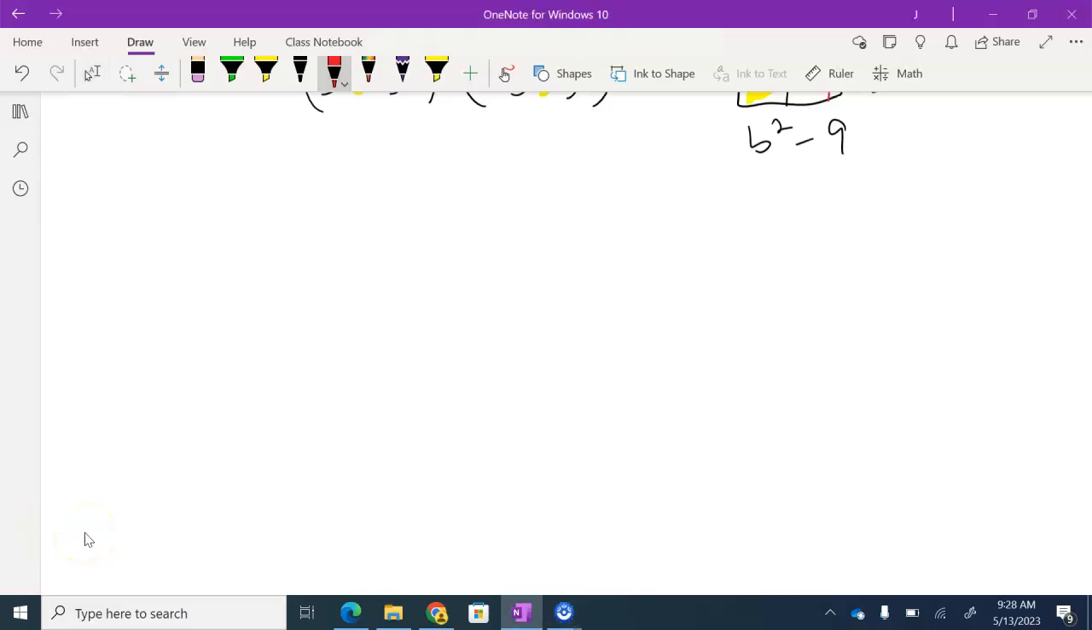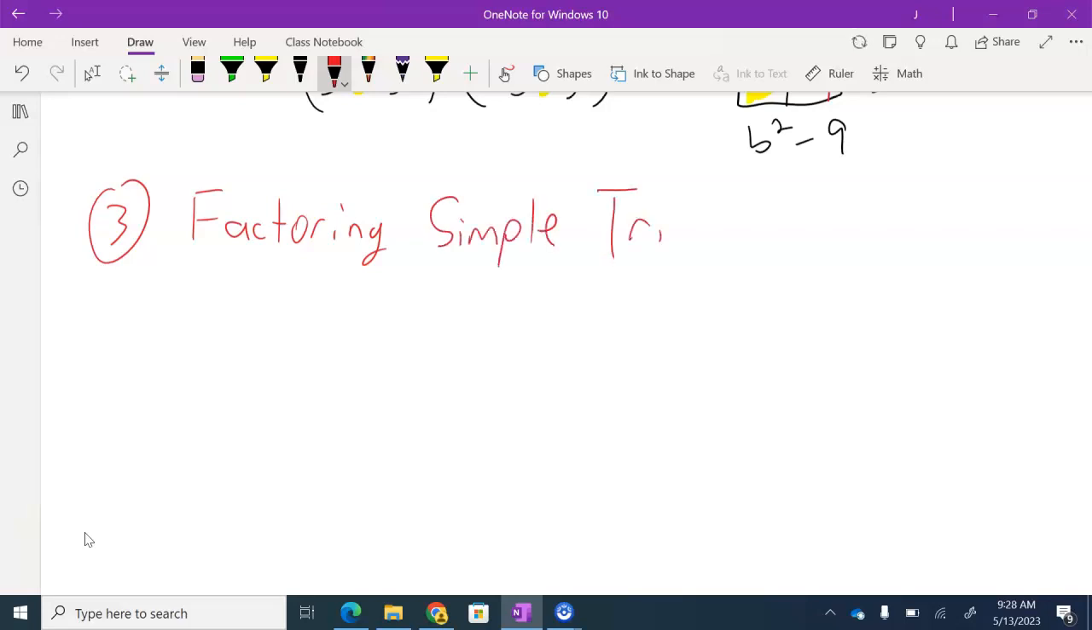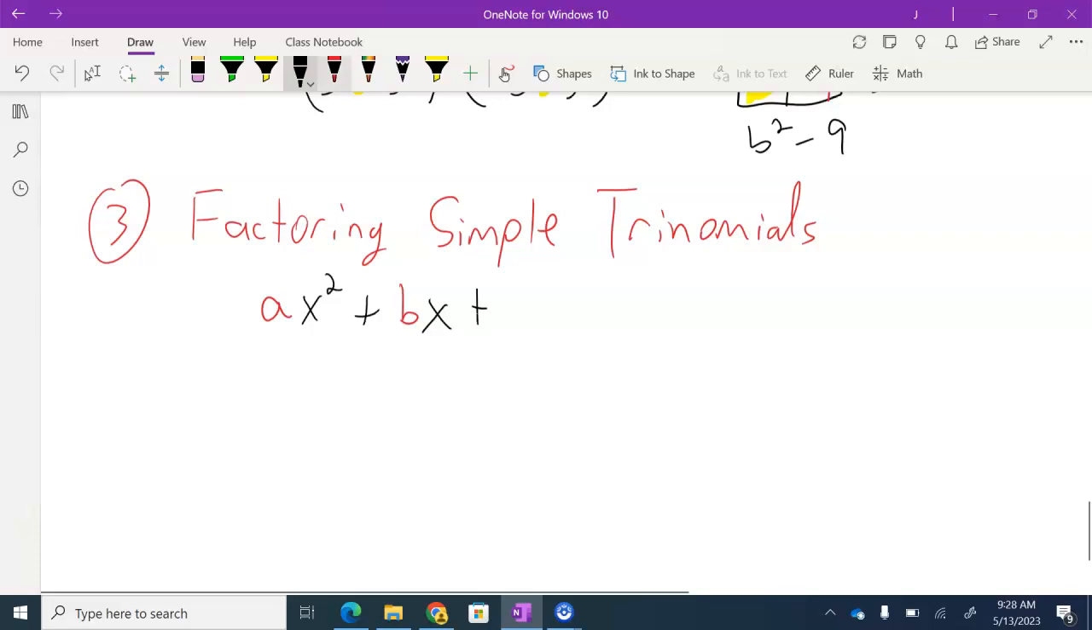The third and final factoring type that you're going to have is called factoring simple trinomials. And you know that a trinomial means three terms. So a trinomial is structured as ax squared plus bx plus c. What makes it a simple trinomial is that this a is basically not there. So it's just x squared plus bx plus c.